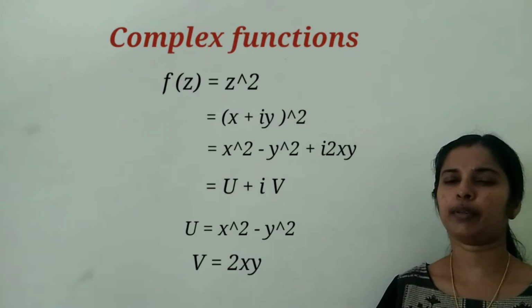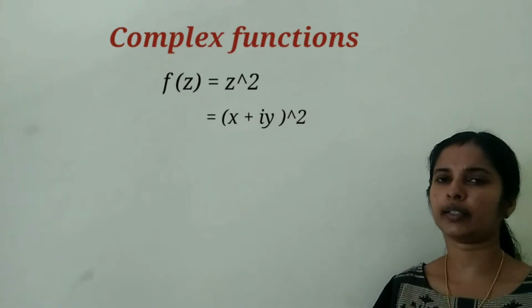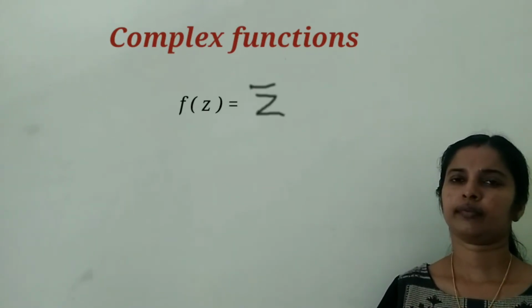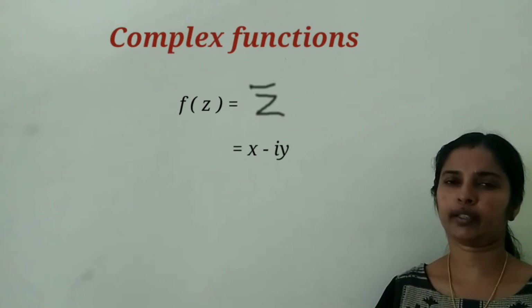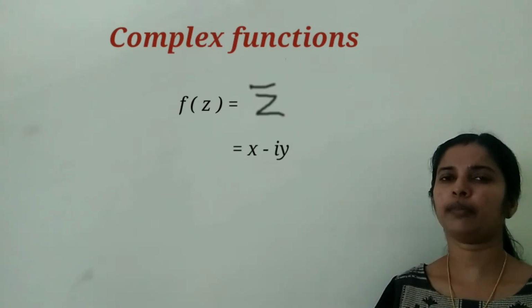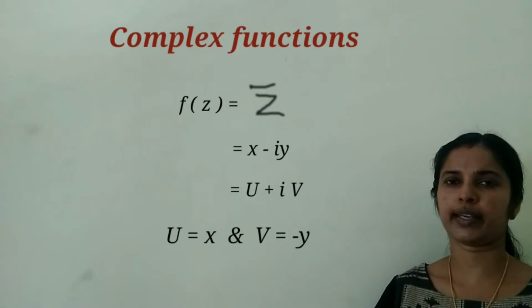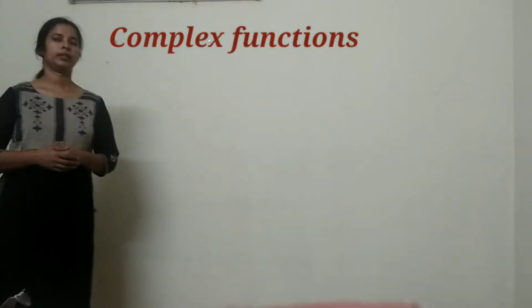Consider another example. Assume f(z) is z conjugate, that is x minus iy. See, it is in the form u plus iv. Here u is x and v is minus y.